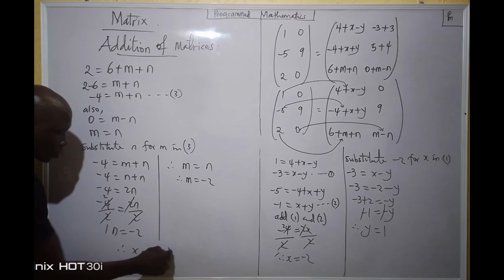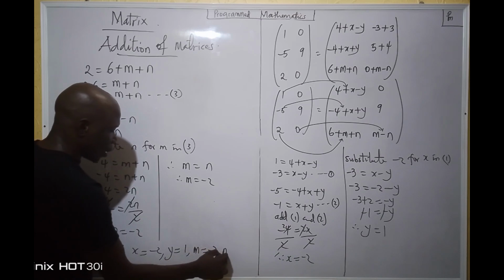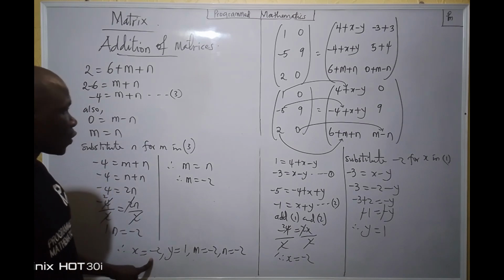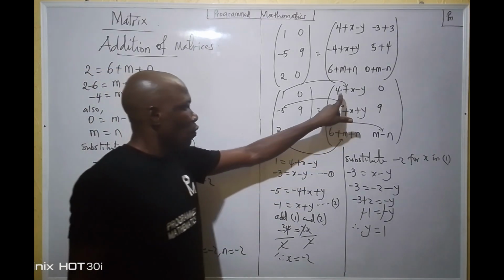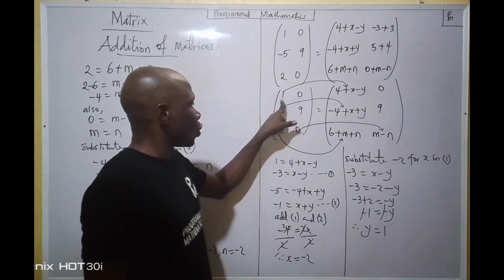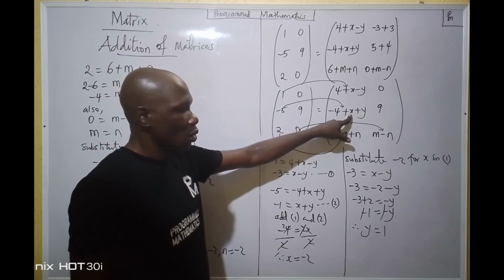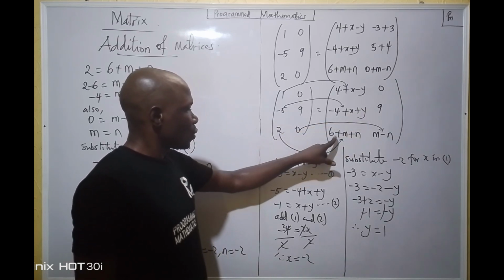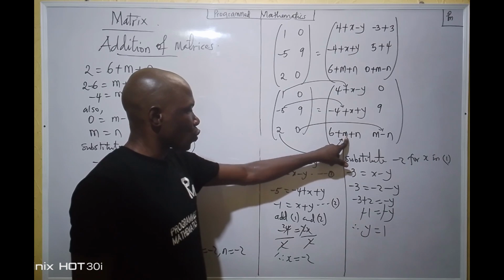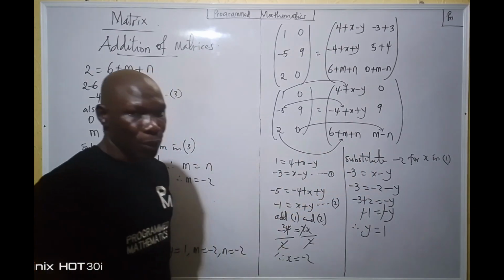Y is equal to 1. M is equal to minus 2. N is equal to minus 2. So if we check this now, x is minus 2, y is 1. 4 plus minus 2, that's 2. 2 minus 1 is 1. Then here, minus 4 plus minus 2, that's minus 6. Minus 6 plus 1 is minus 5. M and n are the same, both equal to minus 2. So 6 plus minus 2 plus minus 2 will give us 4. Then m minus n, both of them are the same, so that's a 0.